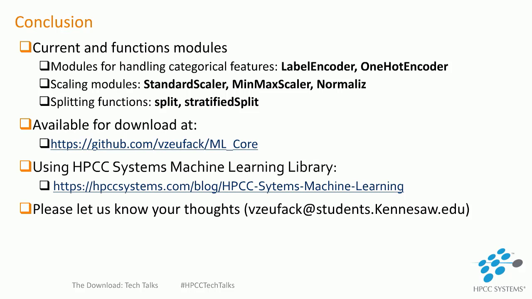So to sum up, currently we have three main groups of modules in our preprocessing bundle. We have modules for handling categorical features, the label encoder and the OneHotEncoder. We have scaling modules, standard scalar, minimal scalar, and normalize, and then we also have splitting functions, split and stratified split.